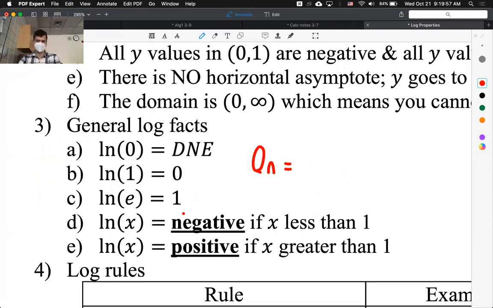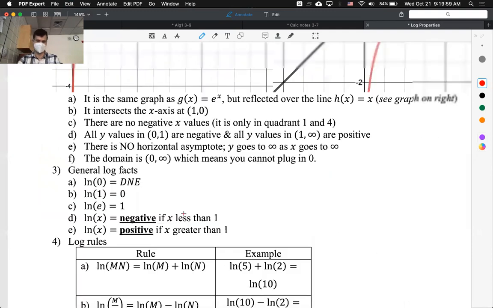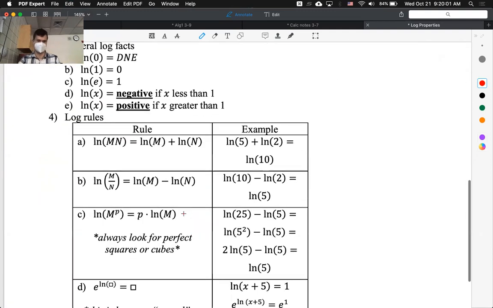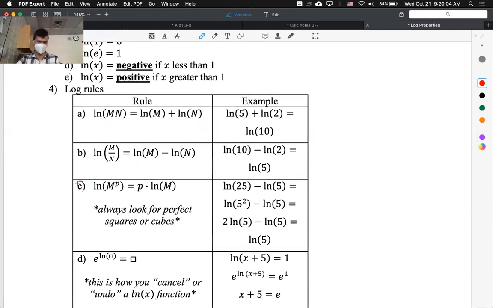And then there are log rules that we can all remember. I think I've talked about these a little bit before, but this rule C comes up quite a bit. It just means that this P can move interchangeably in front or into the power inside the parentheses. As an example, if you had a problem that looked like natural log of 25 minus natural log of 5, you can change this to natural log of 5 squared. The 2 can come down in front. And then I have 2 of those copies minus 1 of those copies, and I'm left with 1 of those copies. That's an operation that you should be comfortable with on the AP test.